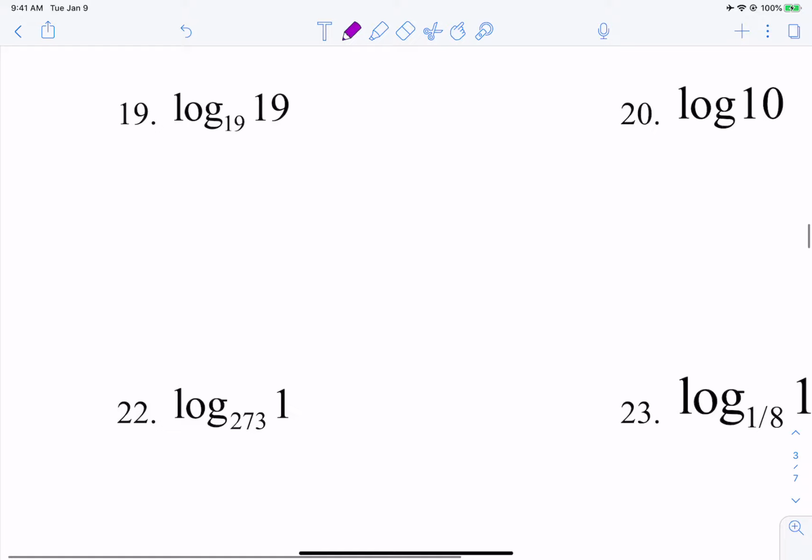So let's start with 19. What power do we put on a 19 to keep it a 19? Well, 1.